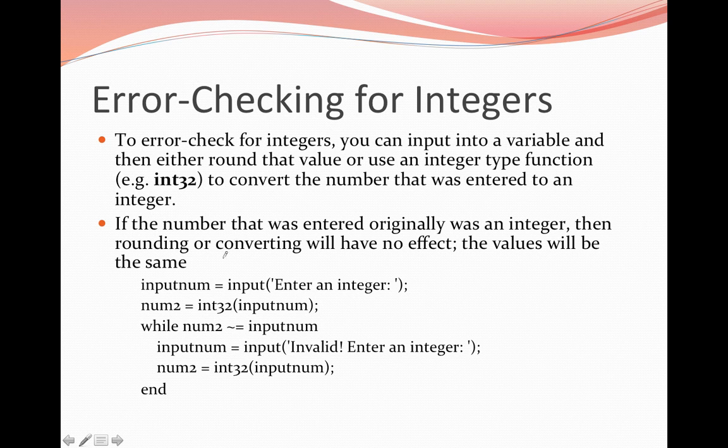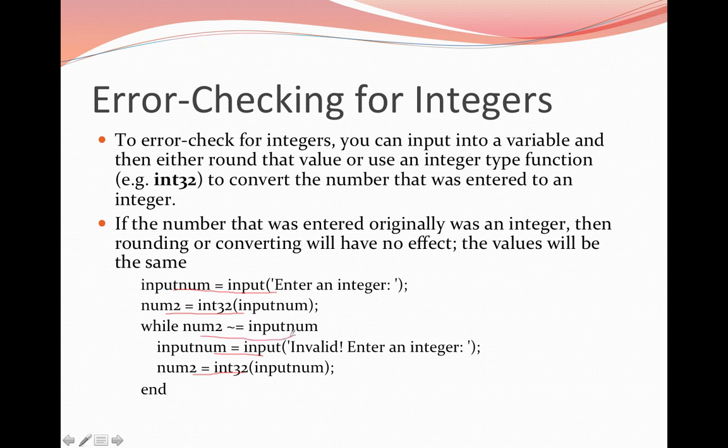So basically what we need to do here is to prompt the user to enter an integer and then convert that, in this case, to the type int32, or round it. Again, same idea. So now I have two variables, input num and num2. While they're not the same, that means that the value of input num was a real number to begin with. So while they're not the same, I'm going to reprompt for an integer and then convert that to int32.